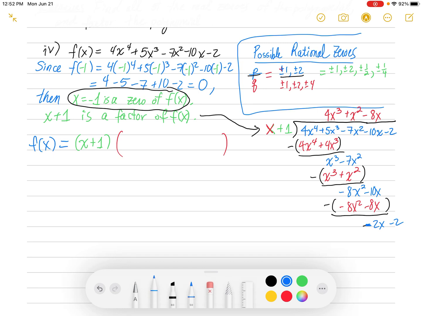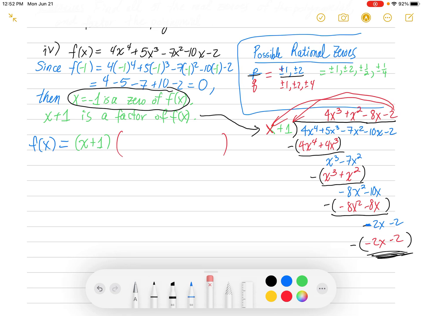And now I'm going to ask the question: what times that red x out front gives you the minus 2x right here? Well, you can say minus 2, and minus 2 is going to go in the constant column up top. So I'm going to take minus 2, multiply it by the red x, and get minus 2x. I'm also going to take that minus 2 up top and multiply it by 1 to get negative 2. Then I'm going to subtract the blue minus 2x minus 2 minus the red minus 2x minus 2.